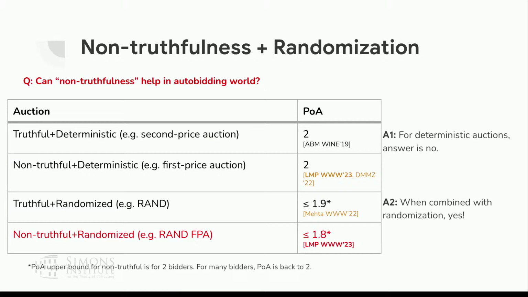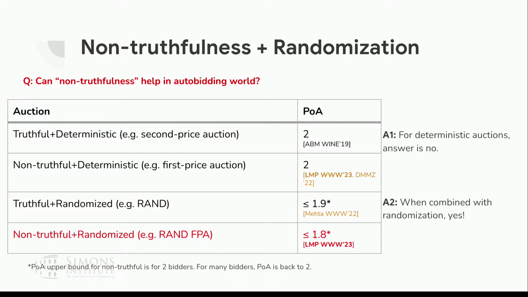And now one can ask an additional question. We saw that a randomized auction in the truthful setting, with the smooth auction, got you a benefit over 2. So could you combine that with non-truthfulness, like a first price auction? Can you combine these two, non-truthfulness and randomization, and maybe do better? And that's the question we asked in this paper over here.